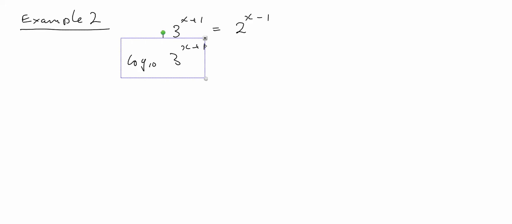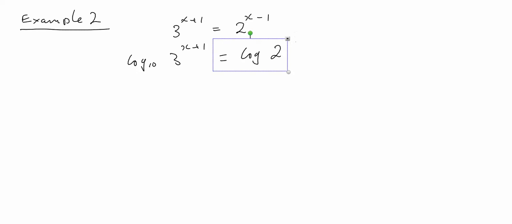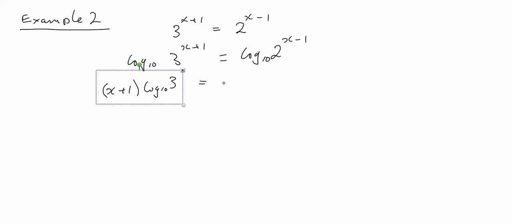So log 3 to the x plus 1 to base 10 equals log 2 to the x minus 1 to base 10. And using the laws of logarithms again with the power law, we have x plus 1 times log of 3 to base 10 equals x minus 1 times log of 2 to base 10. Now, log 3 to base 10 and log 2 to base 10 are just numbers.